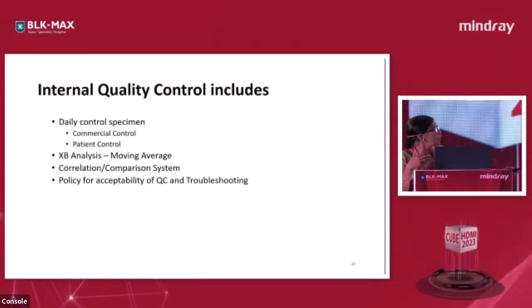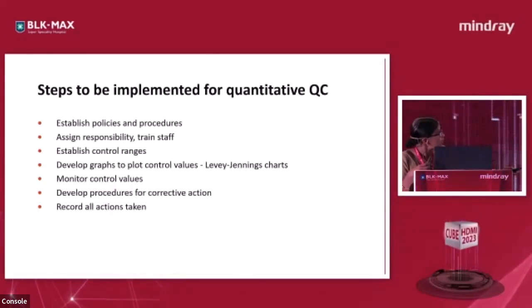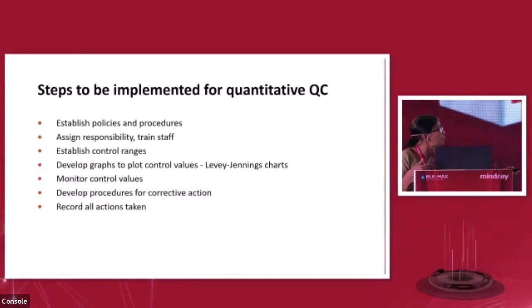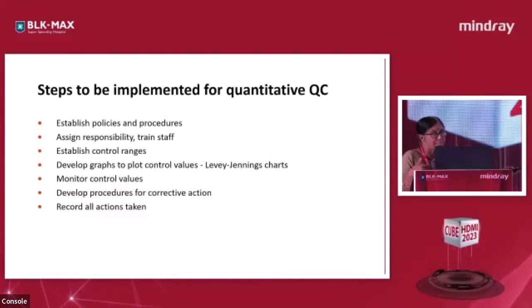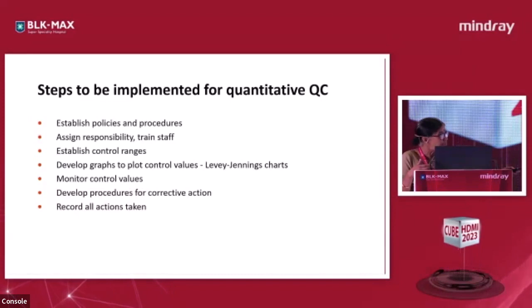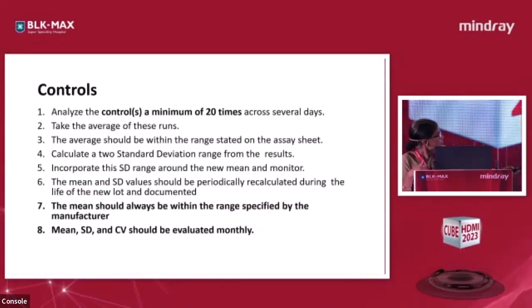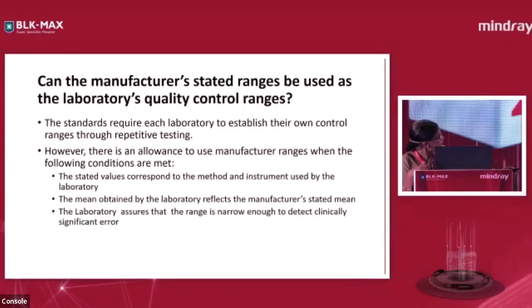The daily controls, commercial control, patient control, moving average, correlation, comparisons, and policy for acceptability of QC testing, troubleshooting, all are various aspects that are an integral part of IQC. So therefore, we should have policies and procedures, assign staff responsibility, establish control ranges, monitor control values, and develop procedures for corrective action. So this is something well known, so I'm going to quickly skip this.